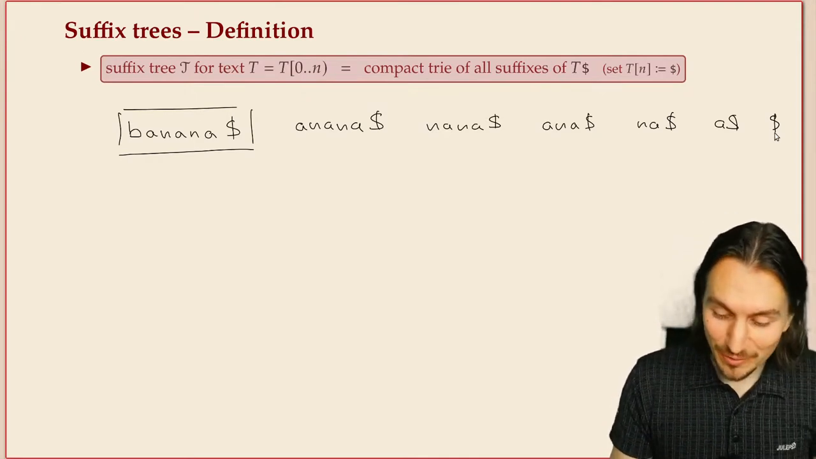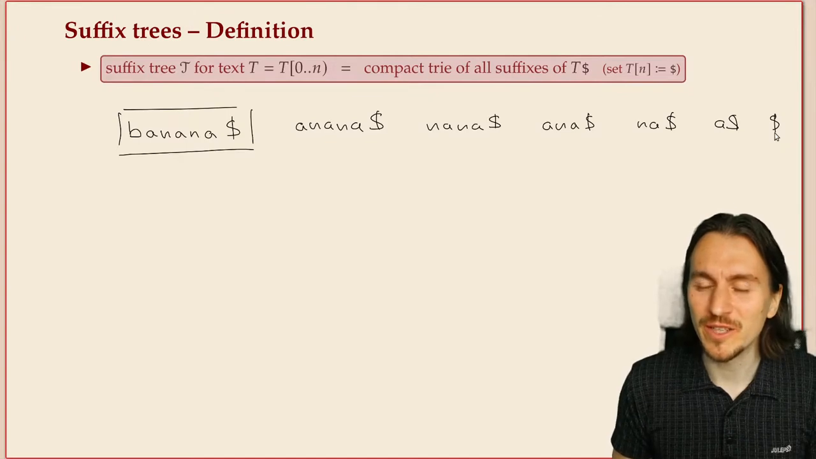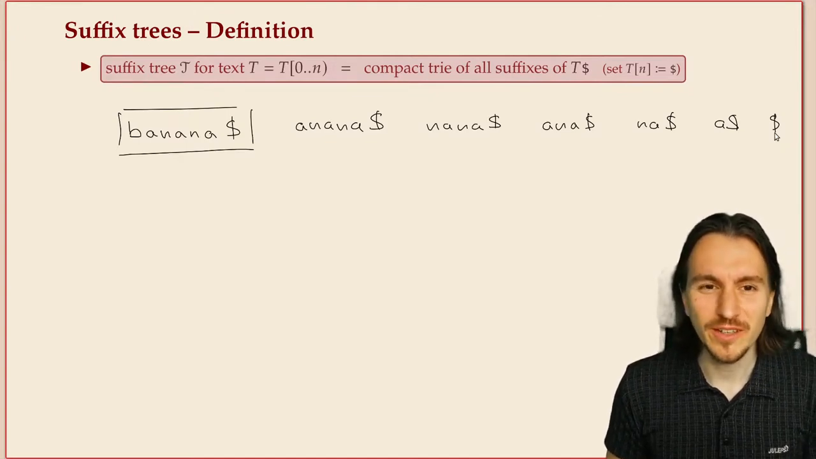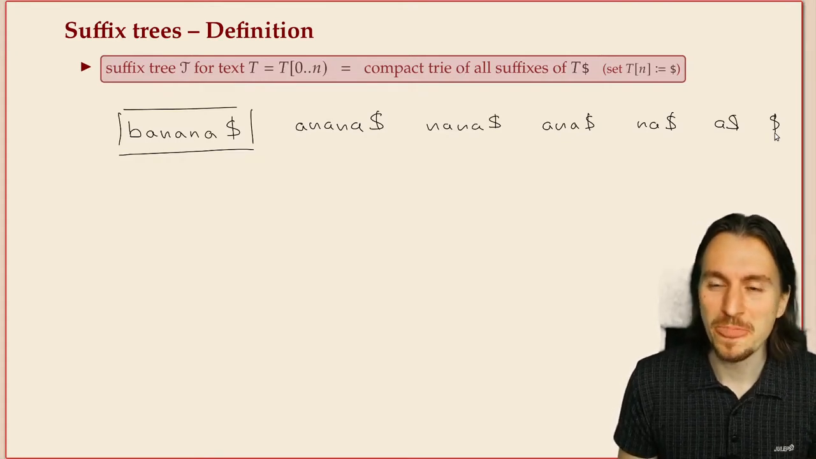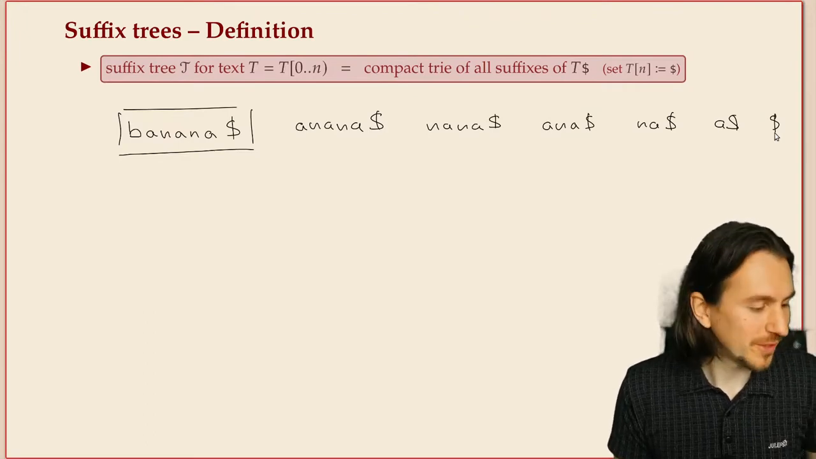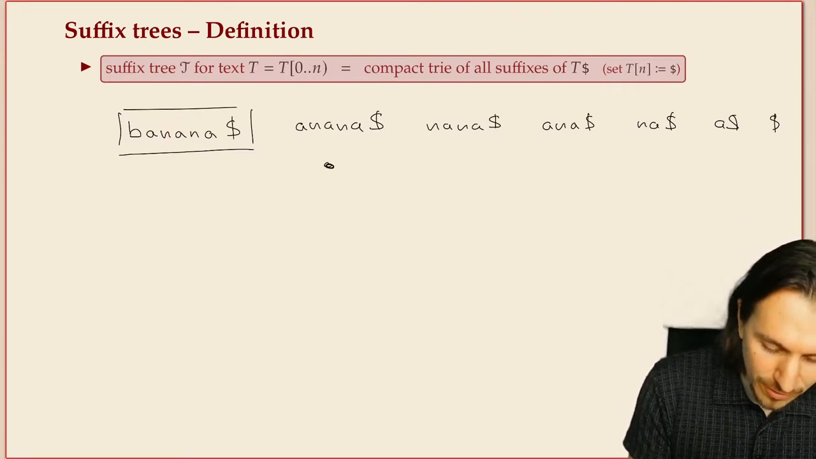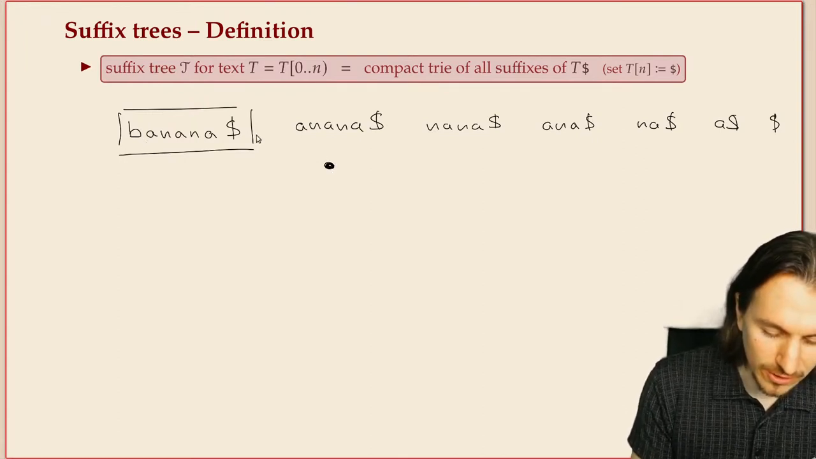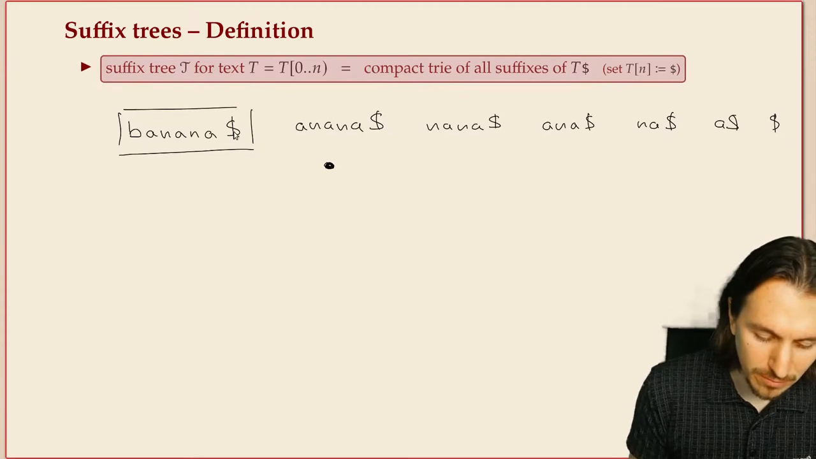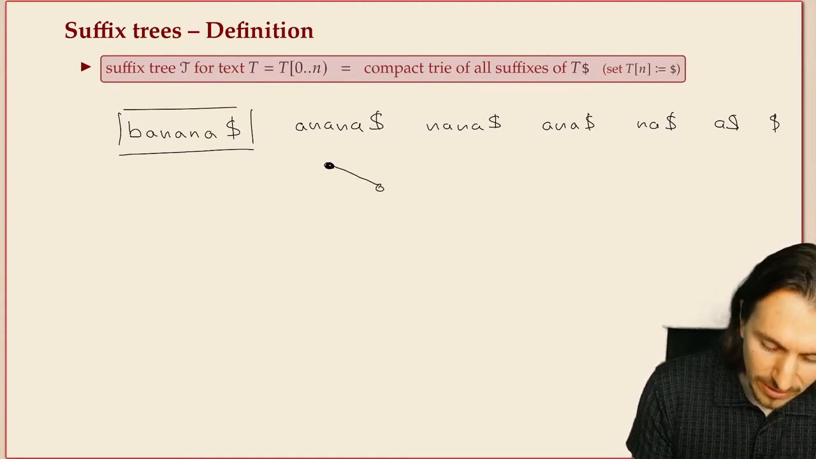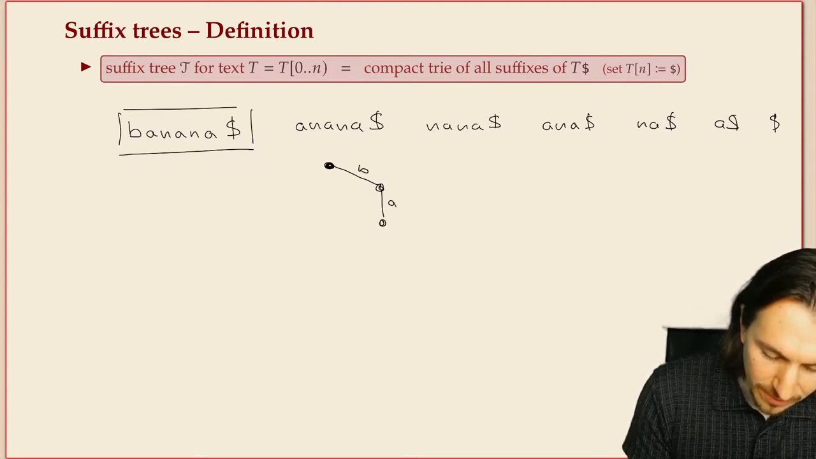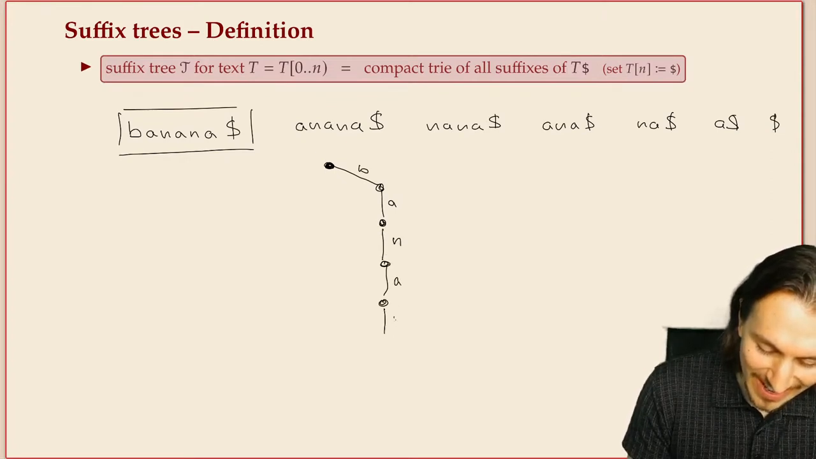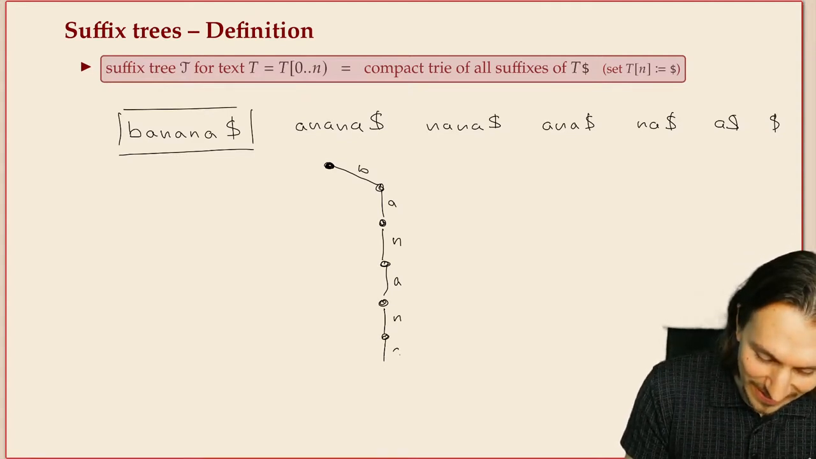Okay, these are all the suffixes of the text. And now we insert them into a compact trie. Now, it's a bit tricky to do the compact trie in one shot, so at least for the manual construction, let's do first the standard trie, and then we create the compact trie afterwards. Okay. So we start with the root, and let's do the longest one first. So this is banana. So I'd have a B, then I have an A. Banana and the dollar.